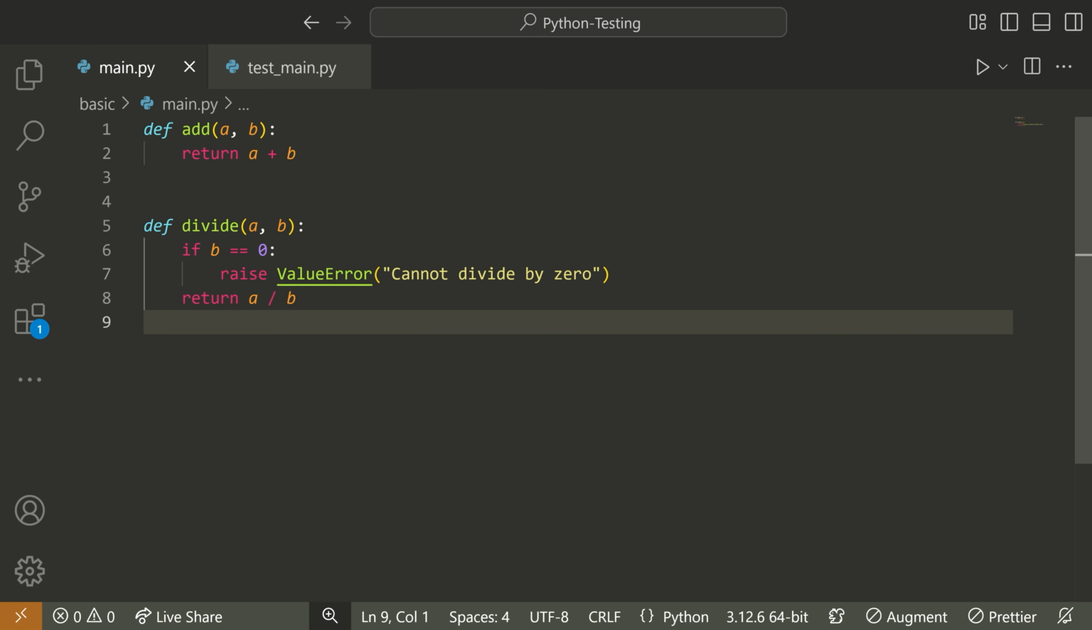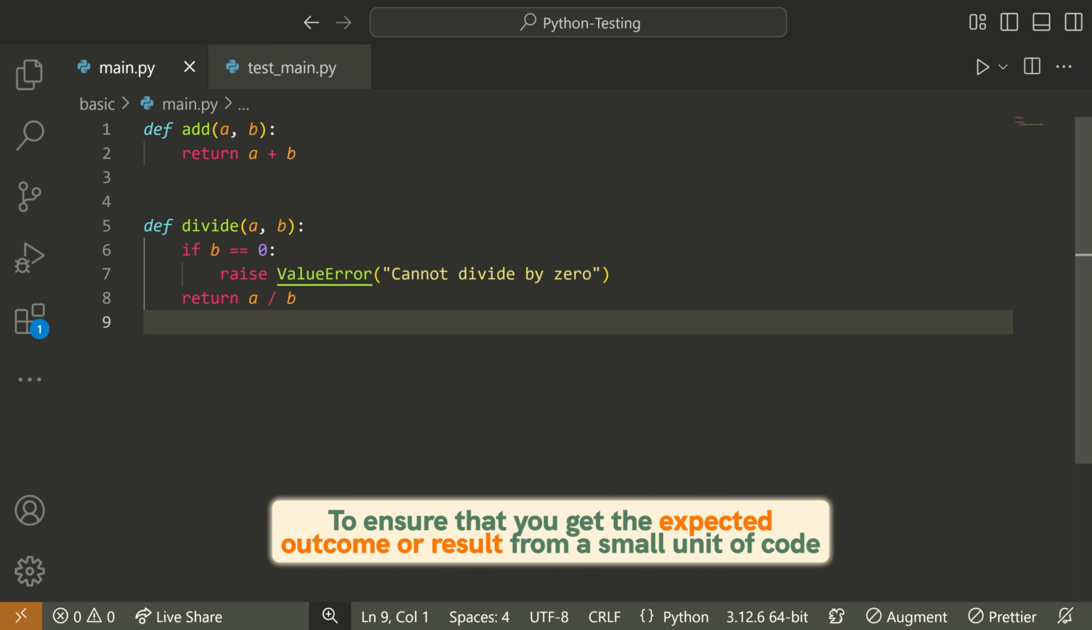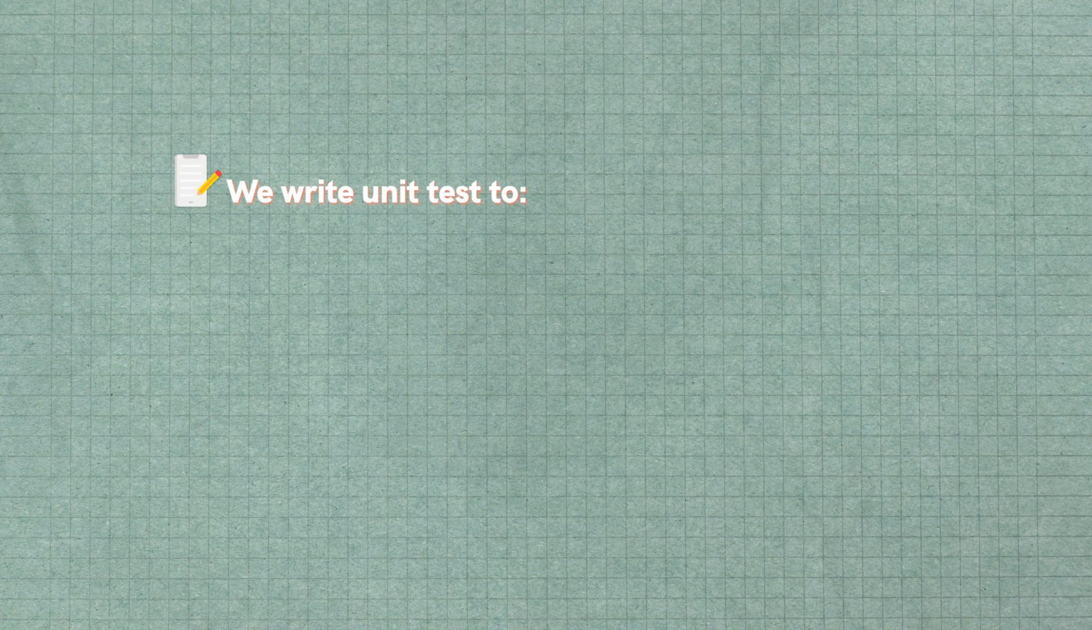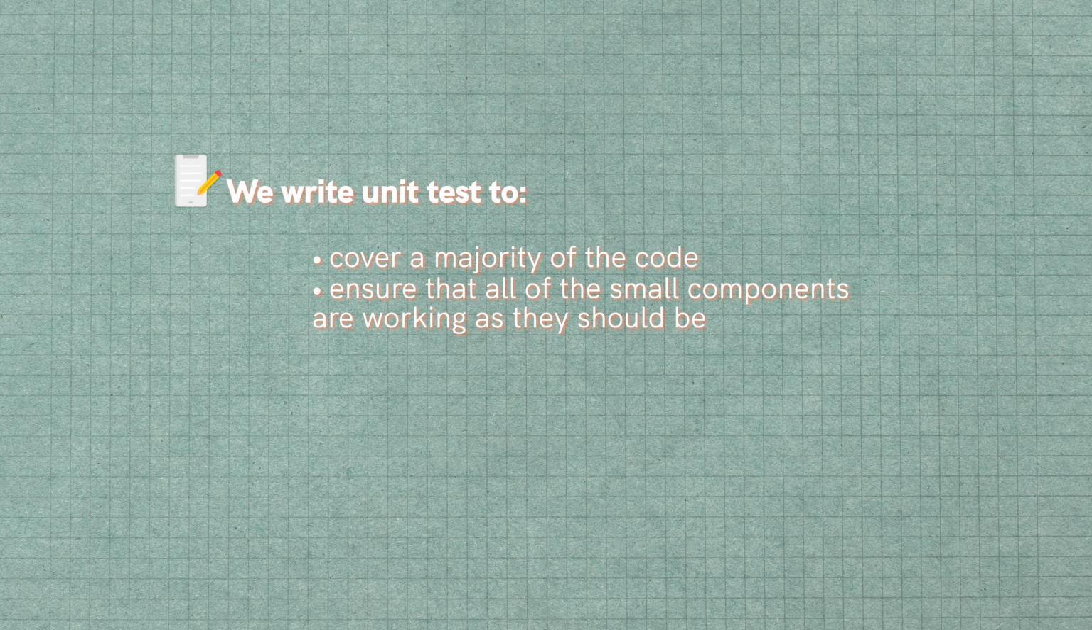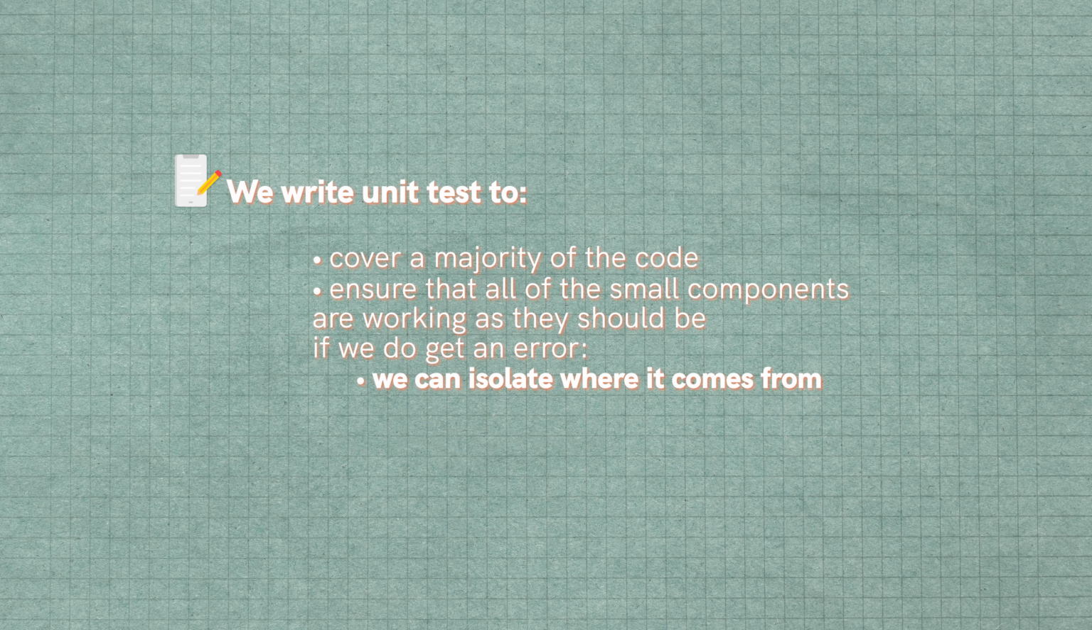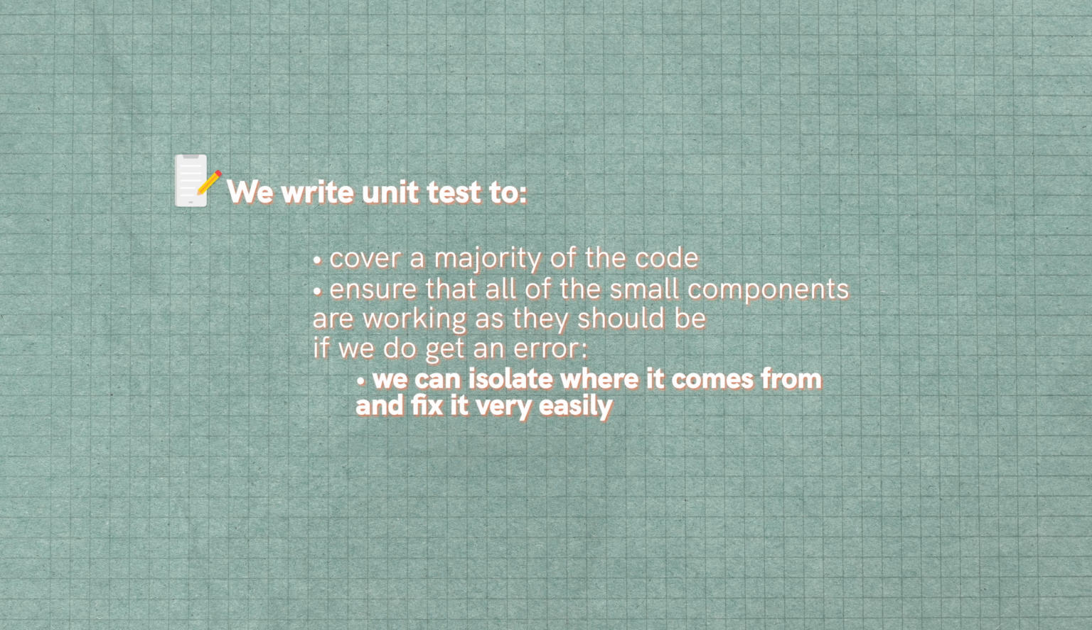Now, the point of a unit test is to ensure that you get the expected outcome or result from a small unit of code. This way, if you do get an error when you're in a larger development environment, you know exactly where it is, and it's isolated to one specific function or component that you can then go and fix. So the reason why we write unit tests is to cover a majority of the code and to ensure that all of the small components are working as they should be, so that if we do get an error, we can isolate where it comes from and fix it very easily.